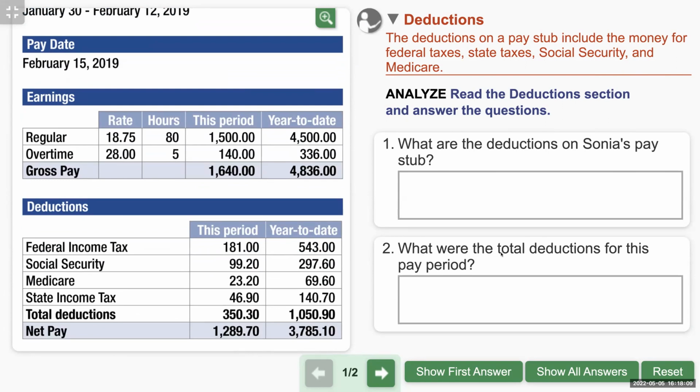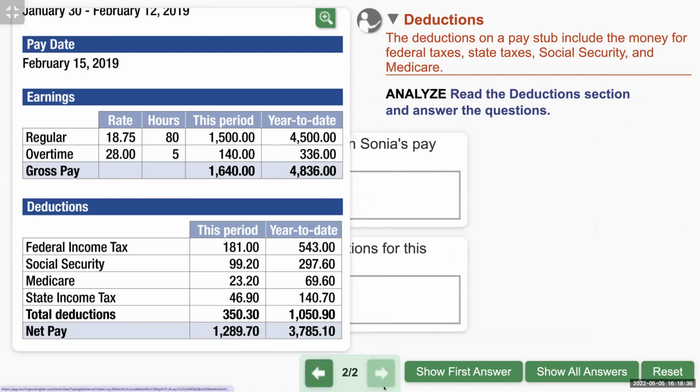2, what were the total deductions for this pay period? So when we look at number 2, when we say total, we're talking about money. So here you end up telling me how much money did Sonia's deductions equal? What was the total? If you need to put pause, please put pause. If not, we're going to go to the next screen.